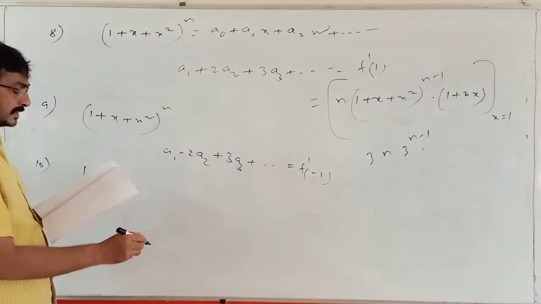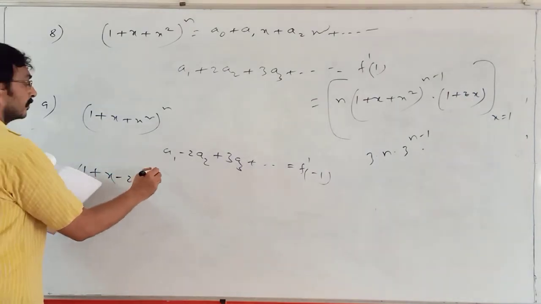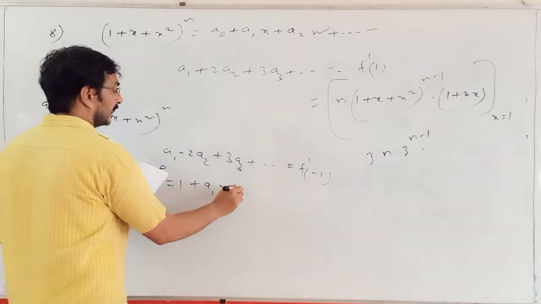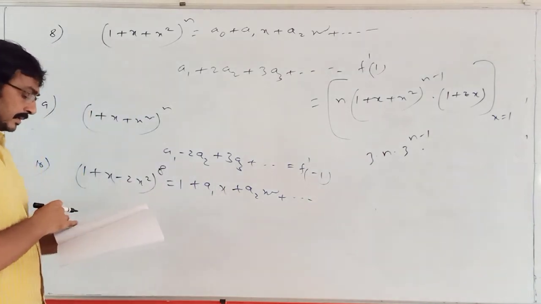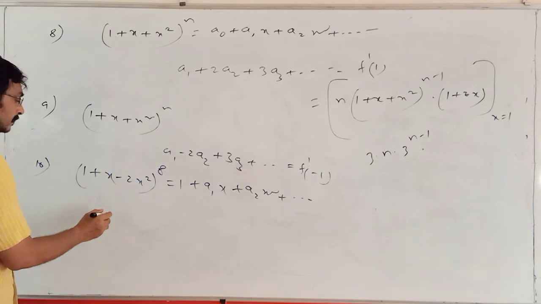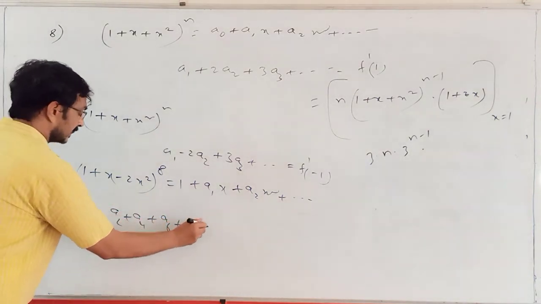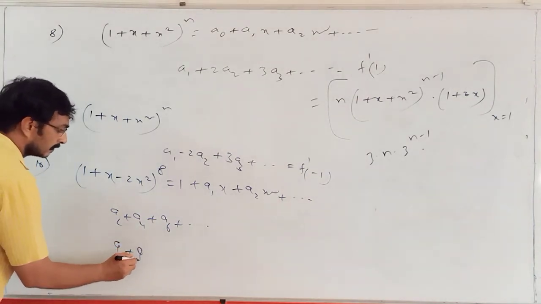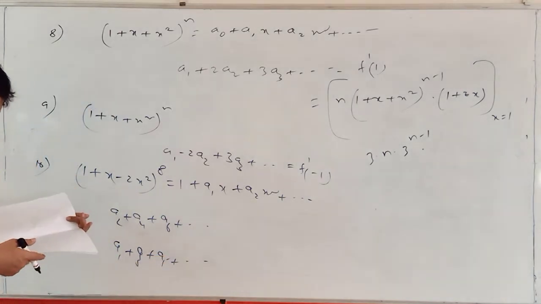If (1 plus x minus 2x square) whole power 8 equal to 1 plus a1x plus a2x square and so on. Required is a2 plus a4 plus a6 plus and so on, and a1 plus a3 plus a5 plus and so on.